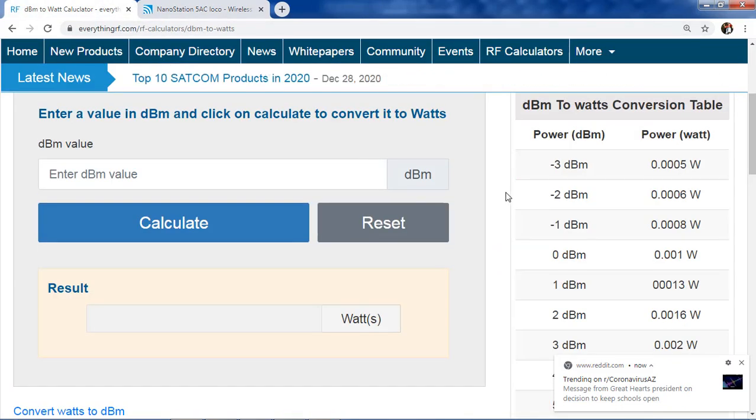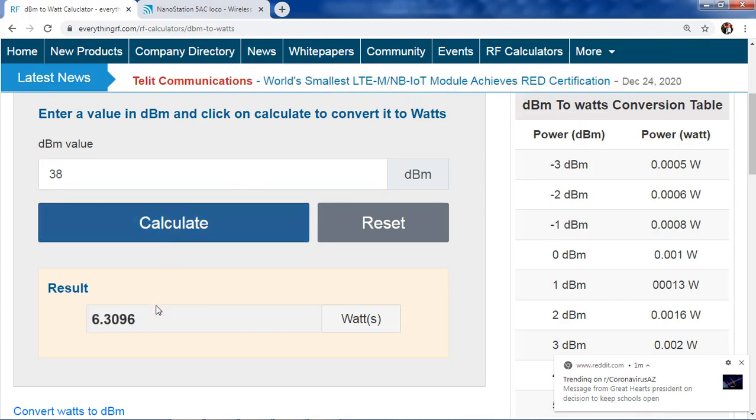So this is an everything RF calculator, right? So again, I'm going to show you the rule of 3s and 10s here. Okay, so let's go to that value that we had before, the 38, right? Decibel in milliwatts. So we'll click calculate, and we can see that we have 6 watts of energy.